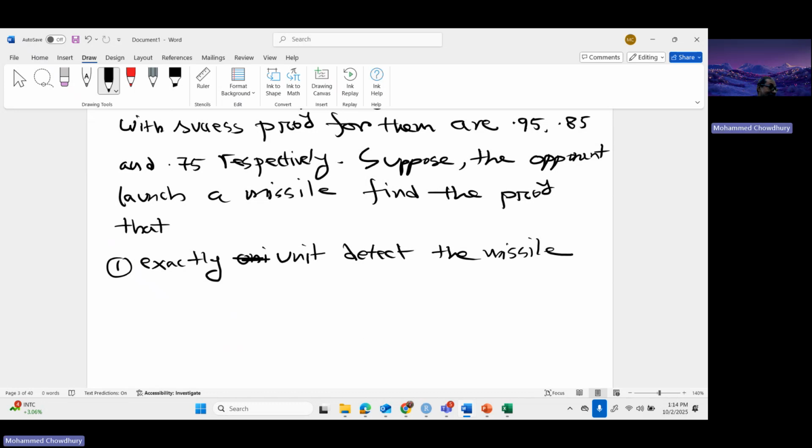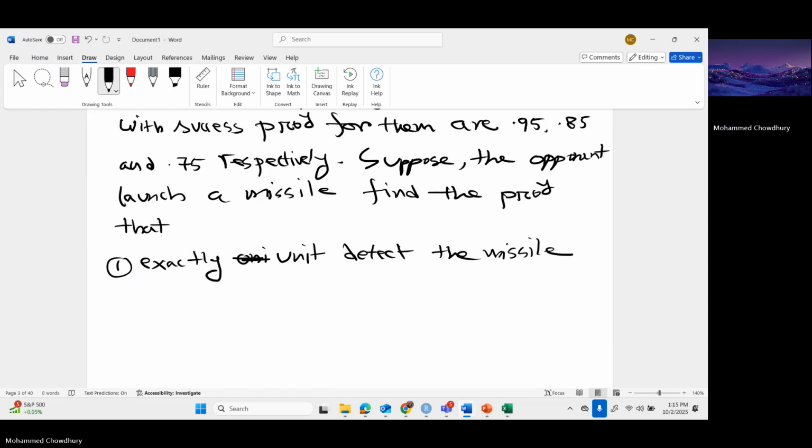There are three, right? A missile comes, exactly one unit can detect it. Exactly one. So one detects, the other two do not. You understand, A, B, C, three units, right? If A can detect, B and C cannot detect. If B can detect, A and C cannot detect. If C can detect, A and B cannot detect. Exactly one unit can detect the missile.